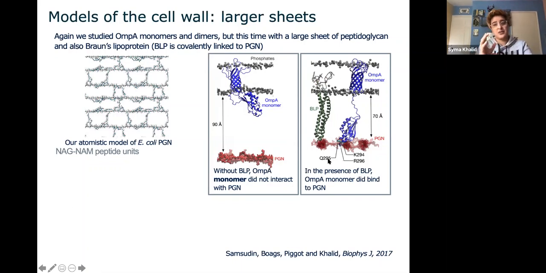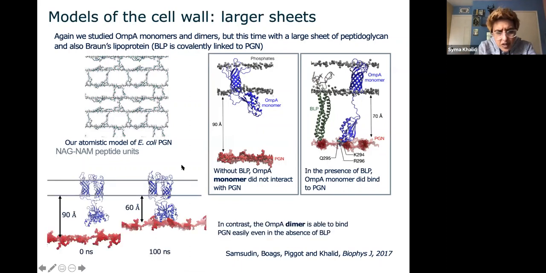By putting in the bronze lipoprotein, this crucial ingredient, we'd shown that OMP as a monomer does indeed bind to the cell wall, and we did not get that big distortion we were seeing when we only had tiny portions of the cell wall.